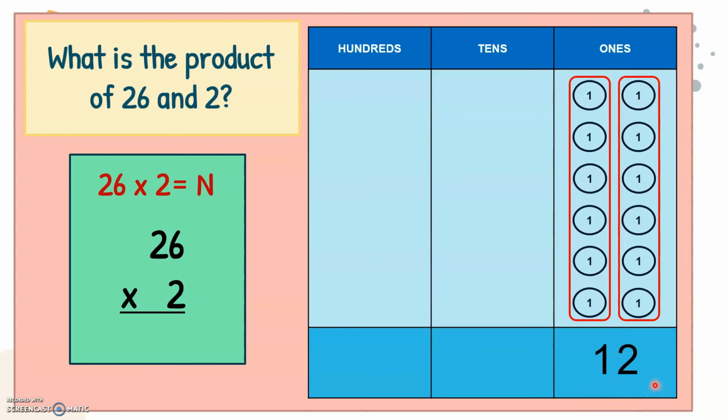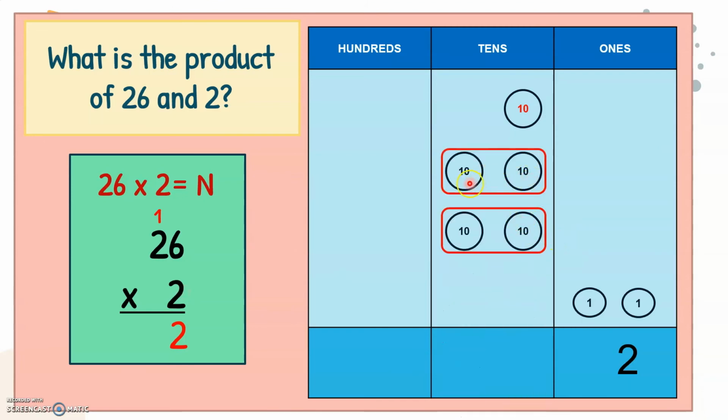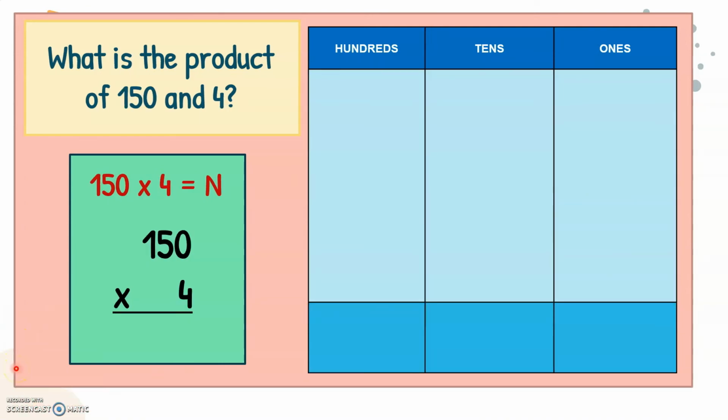And 12 is greater than 10. It means we will regroup one group of tens to the next place value. So, our answer here is 2 and regroup one group of 10 to the next place value. So, 2 times 2, which means 2 groups of 2 tens. So, let's count. 1, 2, 3, 4 plus 1 is equal to 5 tens. Okay? Next is, what is the product of 150 and 4?